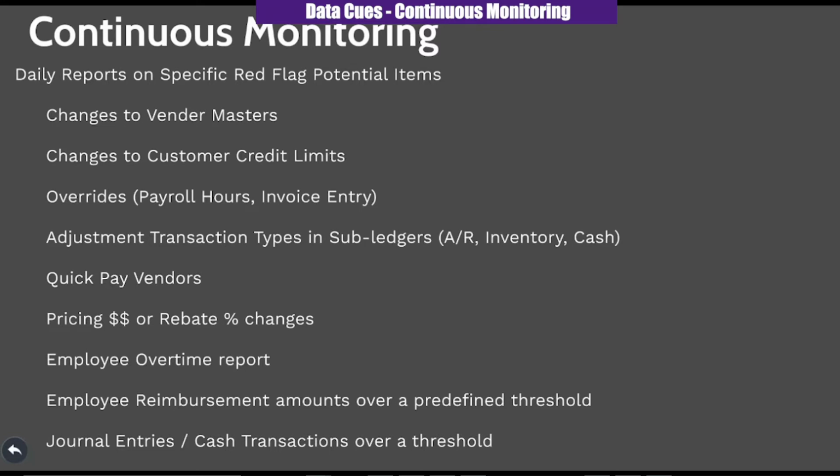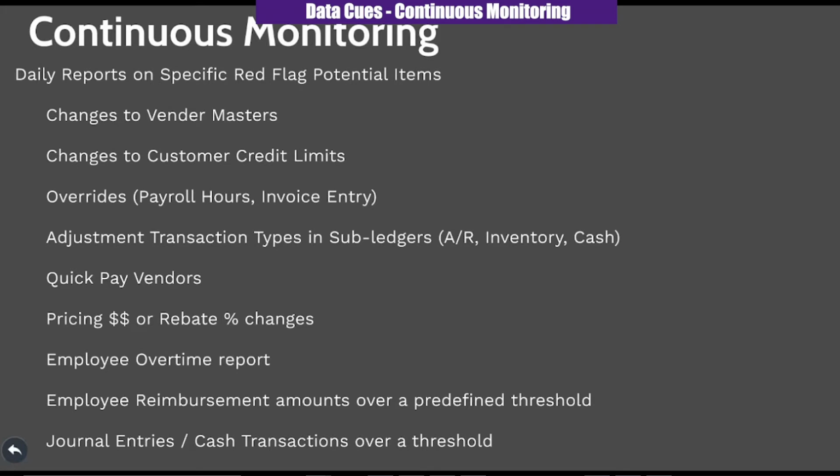As I talked about before, pricing changes, rebate changes, anything related to pricing going out to customers. If there's reductions, it's important that you know that. If there's increases in the rebate percentages that they're allowed to take off, you want to know that and understand why. Employees' overtime report should be just a natural report you get during this time to understand who's out there, who's got a lot of overtime, and follow up on those.